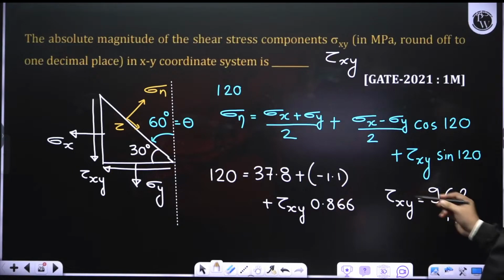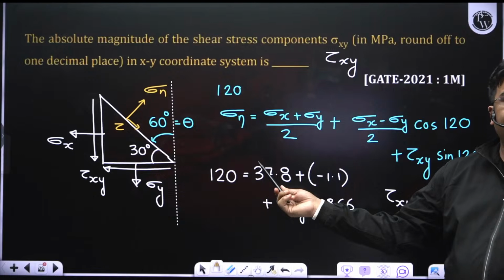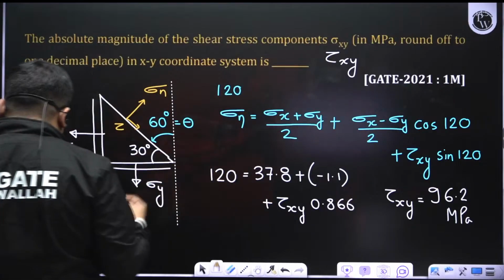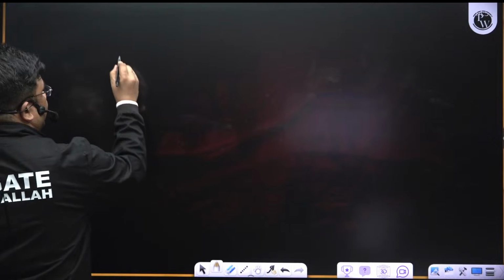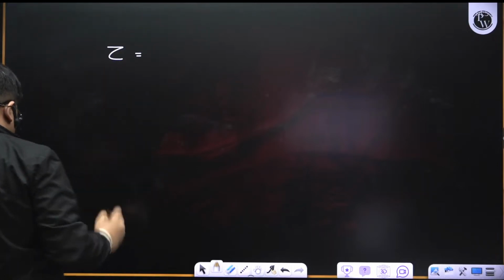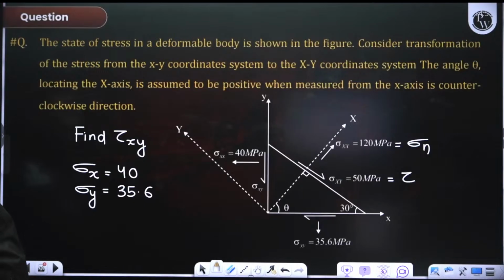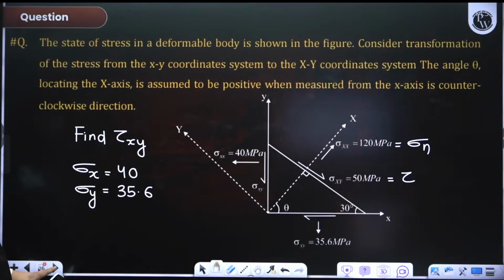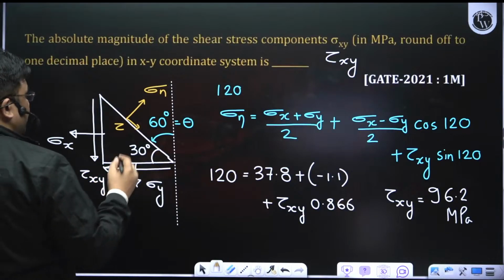See, I used the equation of sigma n, right? You can also use the tau equation; from there also you can solve, you get the same value. Tau is given how much, you see? And it is given downward like this. So it is given how much? 50. So I can use this also.